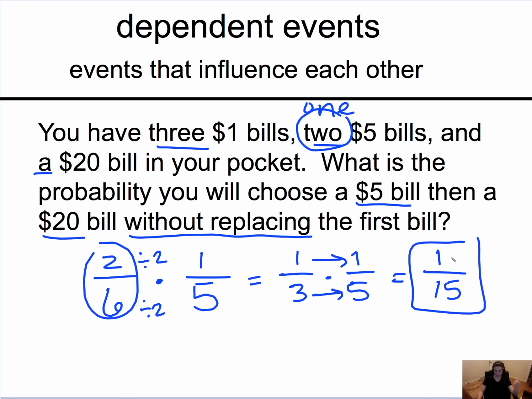So the probability that you have those bills in your pocket, the probability if you chose 15 times that you would choose a $5 bill and then a $20 bill without putting that first bill back would be 1 out of 15.